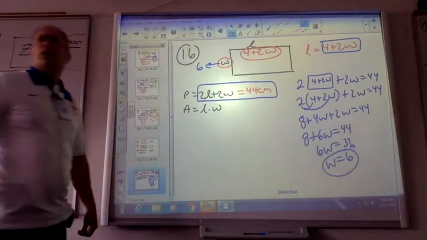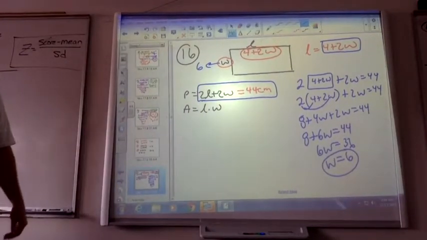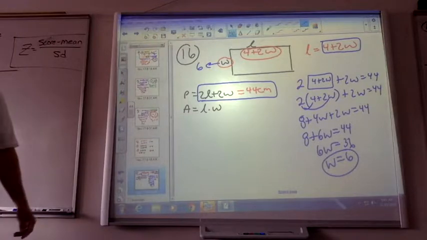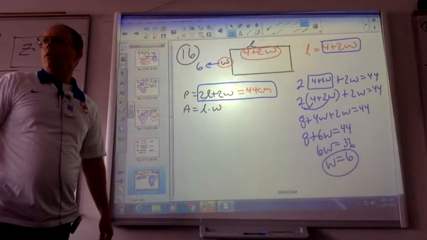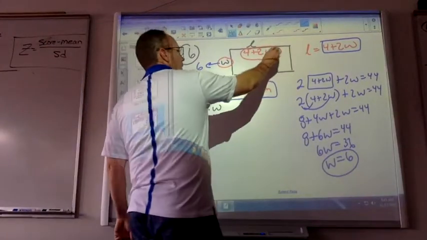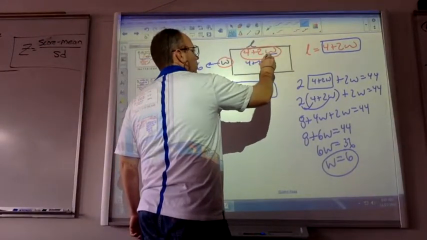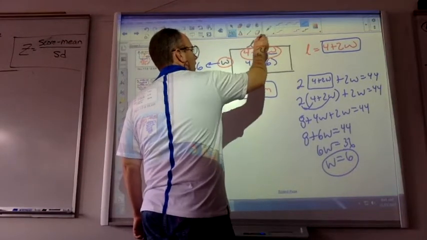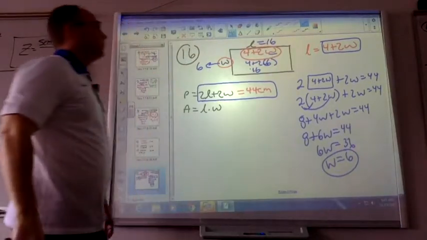How do I find my length? Yeah, you do. You plug in. Where am I going to plug 6 in? Where? What's the length equal to? 4 plus 2w. Do I know a w? So I'm going to plug 6 in right there. So 4 plus 2w, or 4 plus 2 times 6, that's 12, this is 16. So I have a length of 16 and a width of 6.